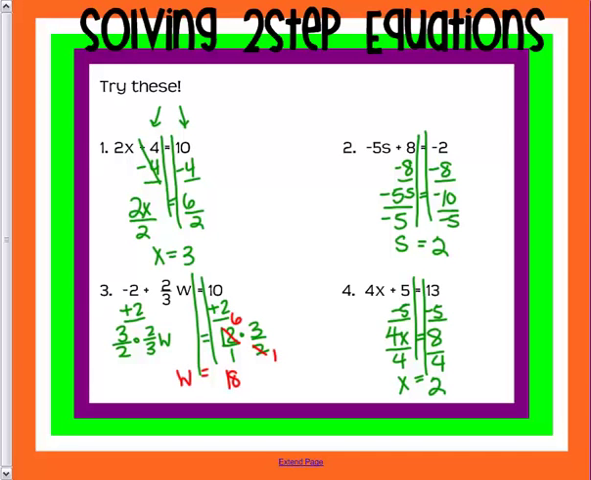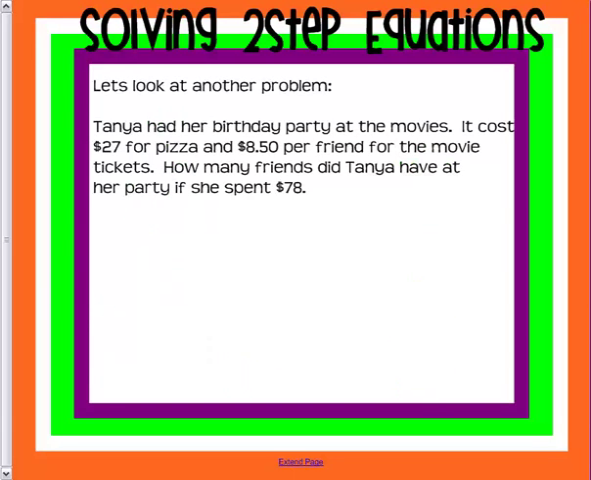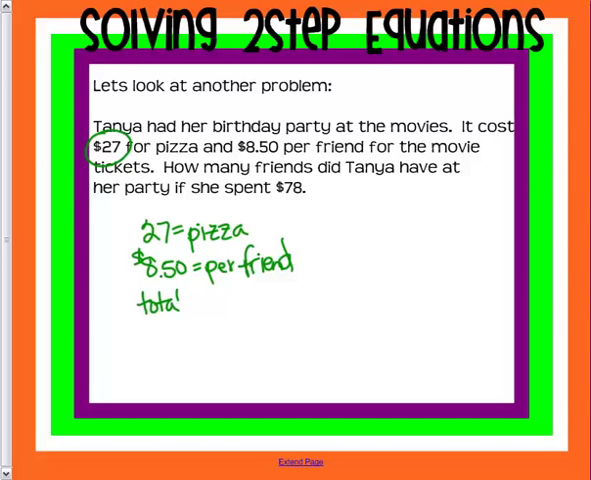Okay, so let's look at a situation. Tanya had her birthday party at the movies. It cost $27 for pizza. Okay, so we know that. And it cost her $8.50 per friend. She has a total that she spent of $78.